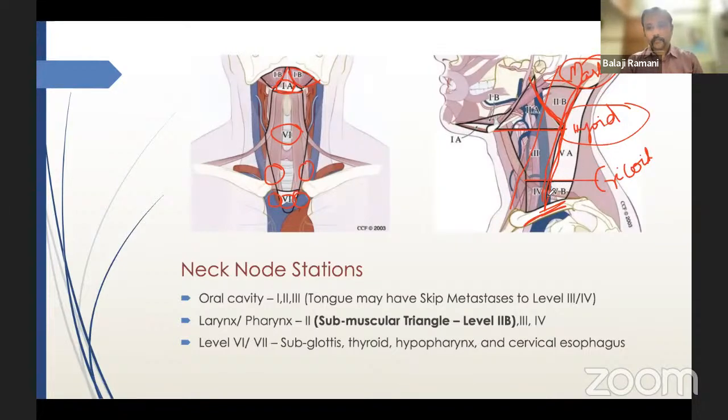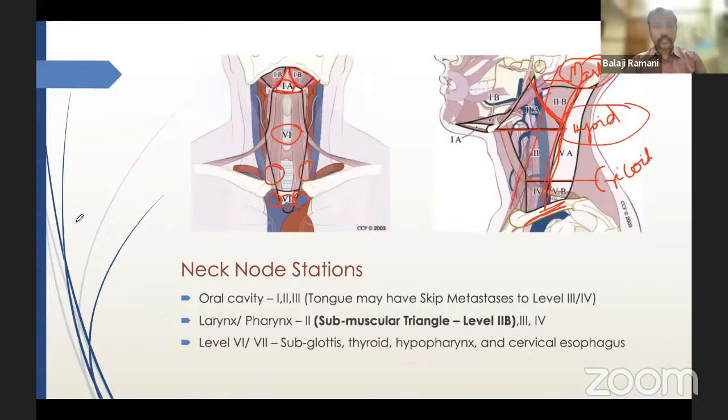Okay, and 5A and 5B, how do you divide? It is at the level of the cricoid. So the cricoid will divide it as 5A and 5B. All of you are clear now with regard to the neck node stations? Anybody has a doubt? Is that clear for all of you? All of you got it?